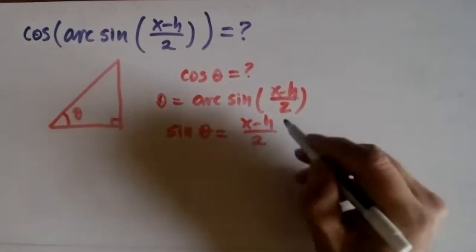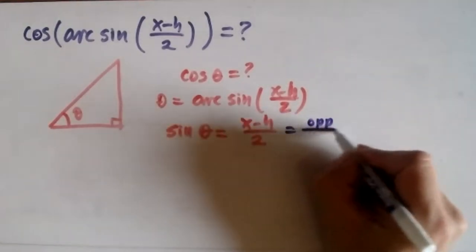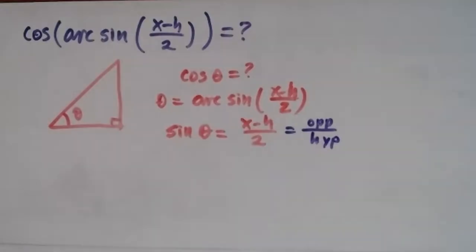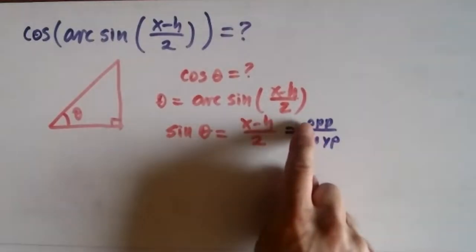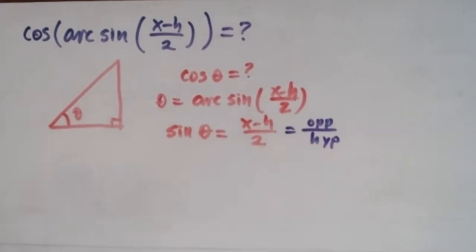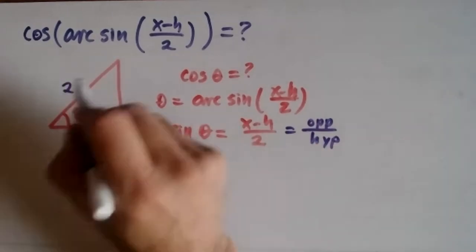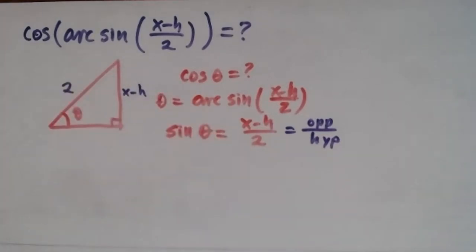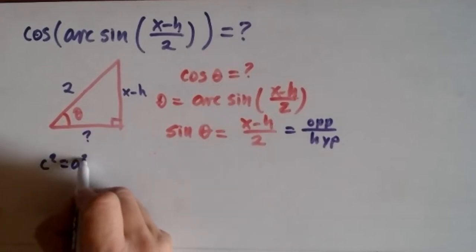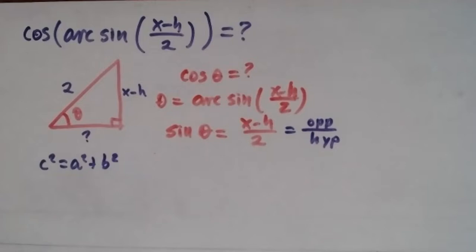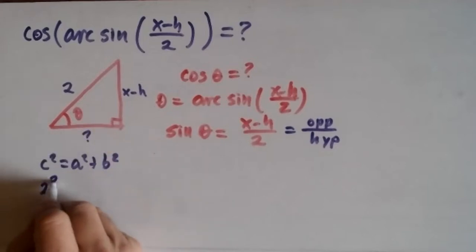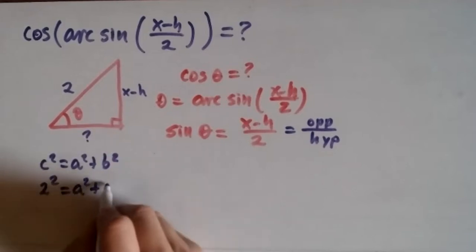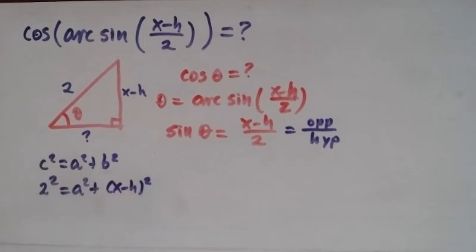Now I'm going to use the definition of sine: opposite over hypotenuse. Now I match. The opposite is this value, the hypotenuse is this value. So I'm going to write it. This is 2, and this is x minus h. Now I'm going to find this missing side. c squared equals a squared plus b squared. It's the Pythagorean theorem. The c is 2, so 2 squared equals a squared plus (x minus h) squared. That is going to be my Pythagorean theorem for this triangle.